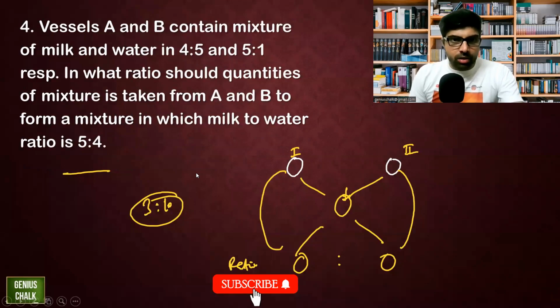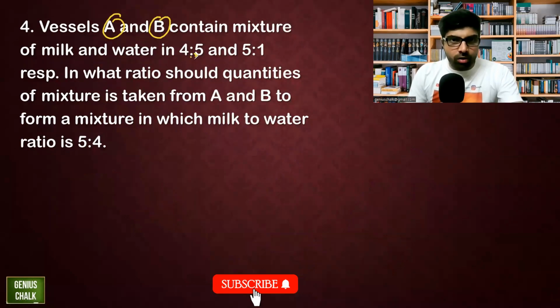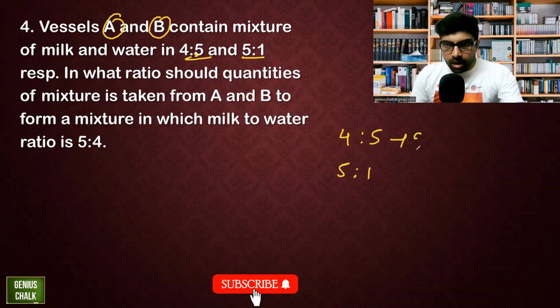Again, this is the same type. This is vessel A, vessel B, milk and water, 4:5, 5:1. Let's make the totals the same first. This is 5:1, this becomes 9. This becomes 6. And afterwards, the LCM of the totals is 18. So multiply this by 2 and this by 3. If I multiply this by 2, this is your milk, this is water. So 4 2s are 8, 5 2s are 10.